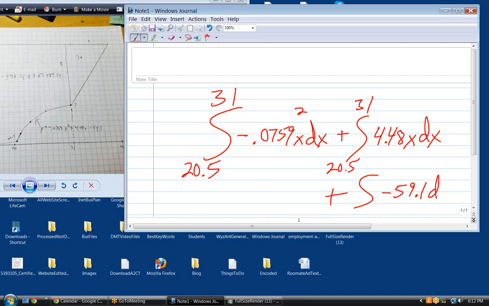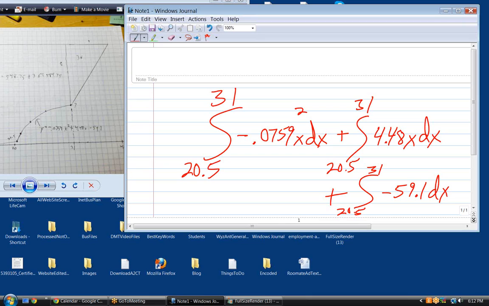Is this called integral by parts? No, it really isn't. Integration by parts is kind of the reverse of the product rule. And I'm happy to work with you. I understand it. But this is not integration by parts. Okay.